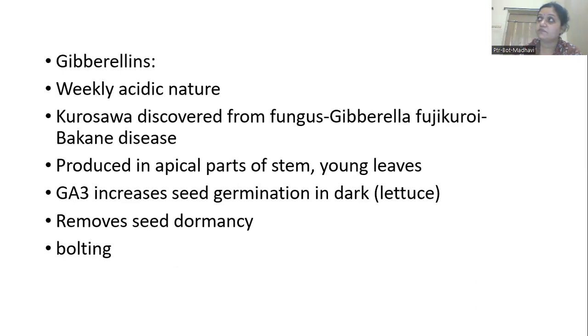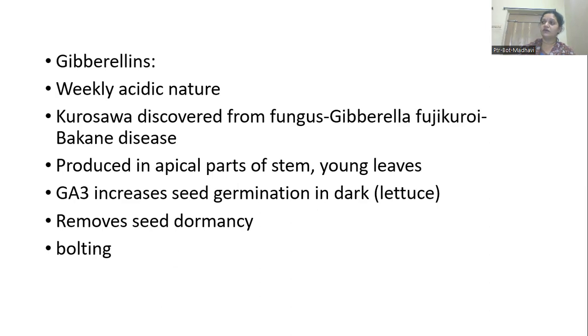And the next one is the gibberellins. Gibberellins are one of the hormones which are somewhat acidic in nature, that is, weakly acidic in nature, and these are called gibberellic acids, and more than 100 of them have been identified.